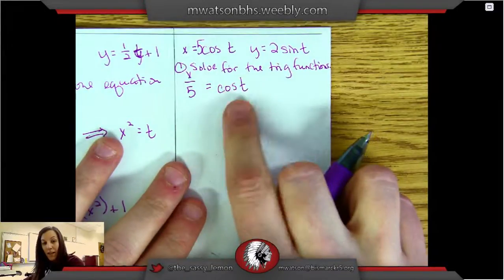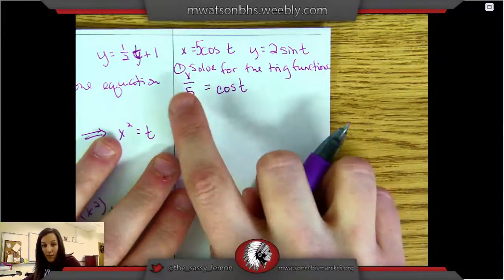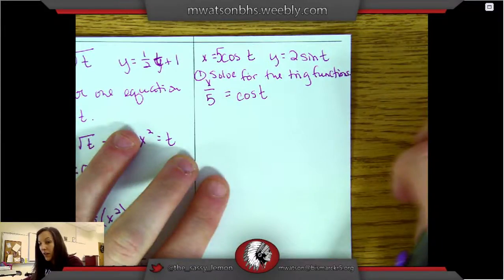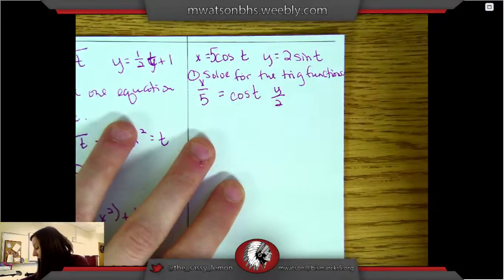But we really can't get t by itself. So we're going to do something a little different this time. It says solve for the trig functions instead of solve one equation for t. So it's a little bit different. We're going to try to get the trig functions by themselves. So we're going to have another equation over here, y over 2 equals sine of t.